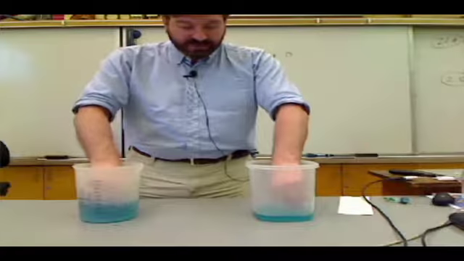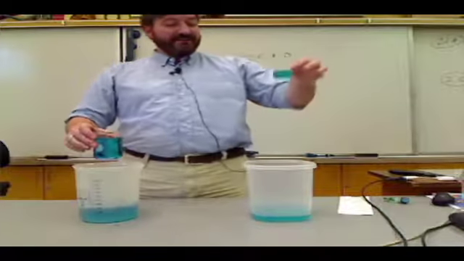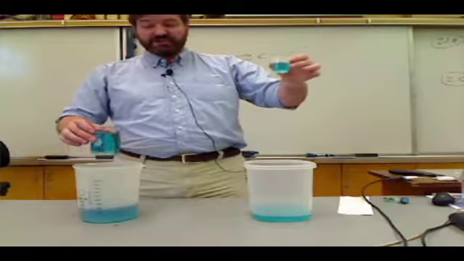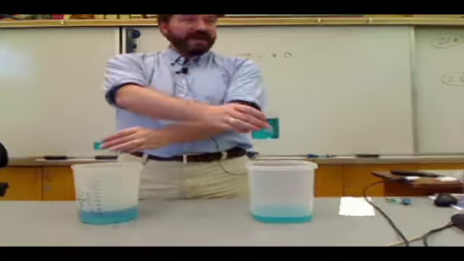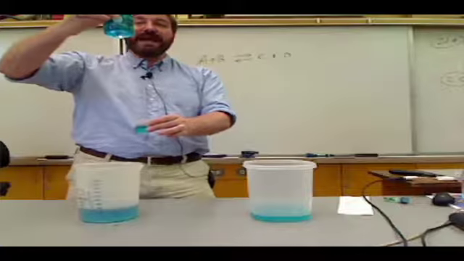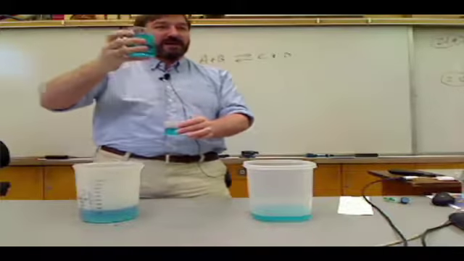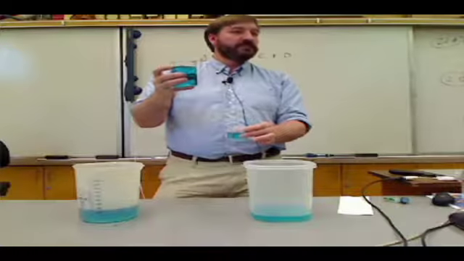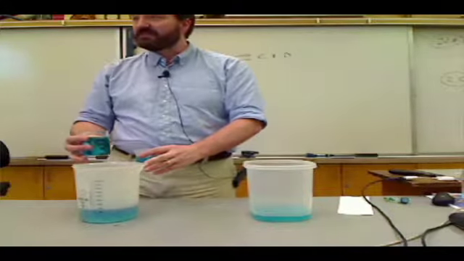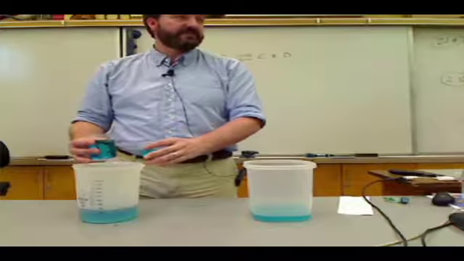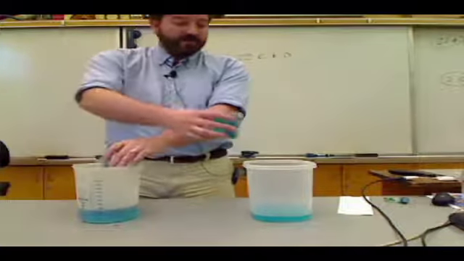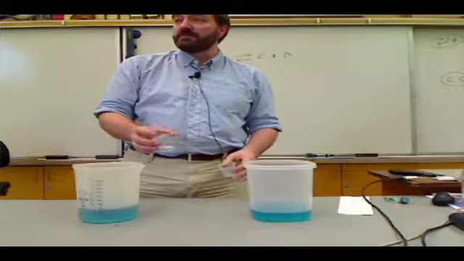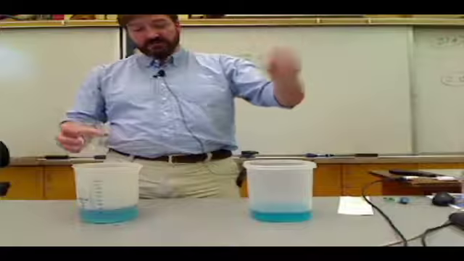So when I scoop this time, I'm getting some products changing into reactants. Notice what happened to the amount in this beaker. Did it go up or down? It went down. Why would it go down? The concentration of my reactants is decreasing, so the rate is decreasing. So I pour. The rate of the forward reaction is decreasing, while the rate of the reverse reaction is increasing.